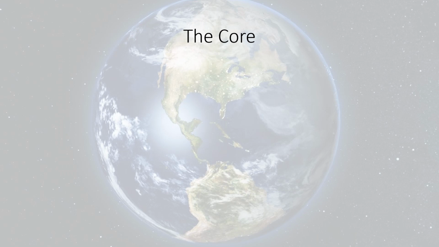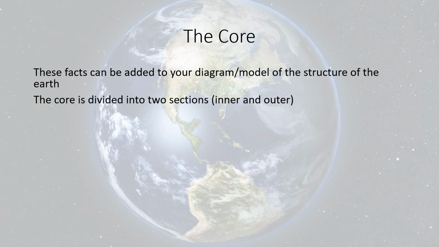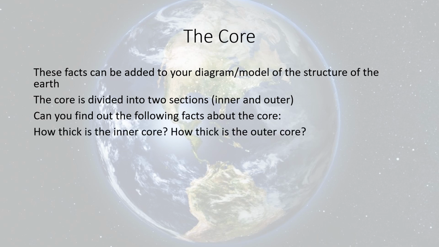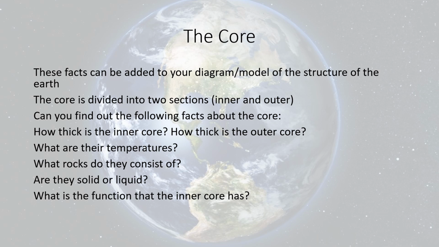What I want you to do now is, to your models, your diagrams, I want you to try and find out the answers to these questions. First of all, label the inner and outer core. Tell me the thickness of each one and their temperatures and what rocks they consist of. Tell me if they're solid or liquid and what function the inner core has. And see whether you can find out something really interesting. Email me the most interesting fact you can find out about the core.